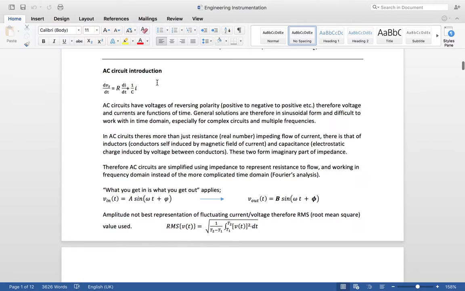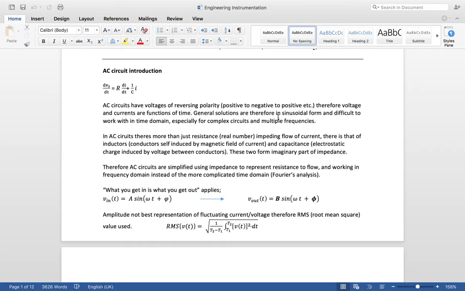Now AC circuit analysis. This is the formula of an AC circuit: voltage is equal to resistance times the current plus the time derivative of the current, plus 1 over C times the integral of the current. AC circuits have voltage of reversing polarity because it's alternating, going from positive to negative and negative to positive. Therefore, the voltage and current are functions of time.